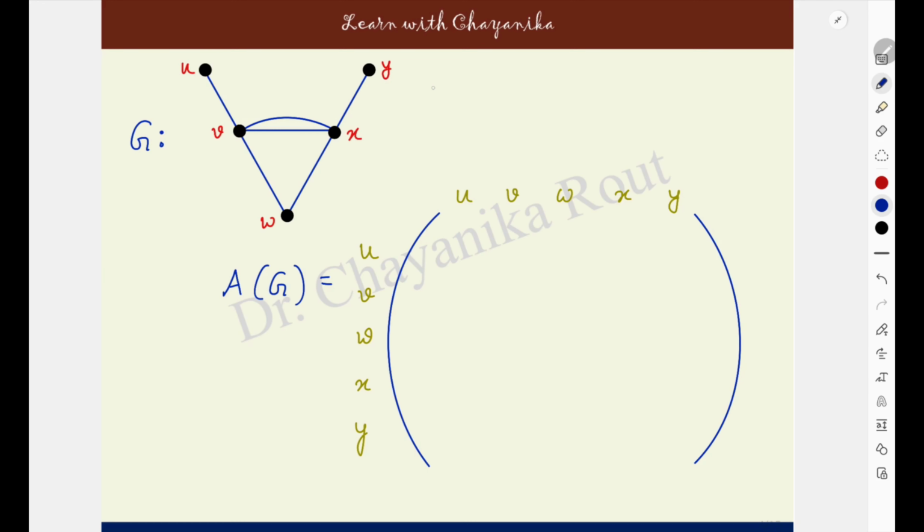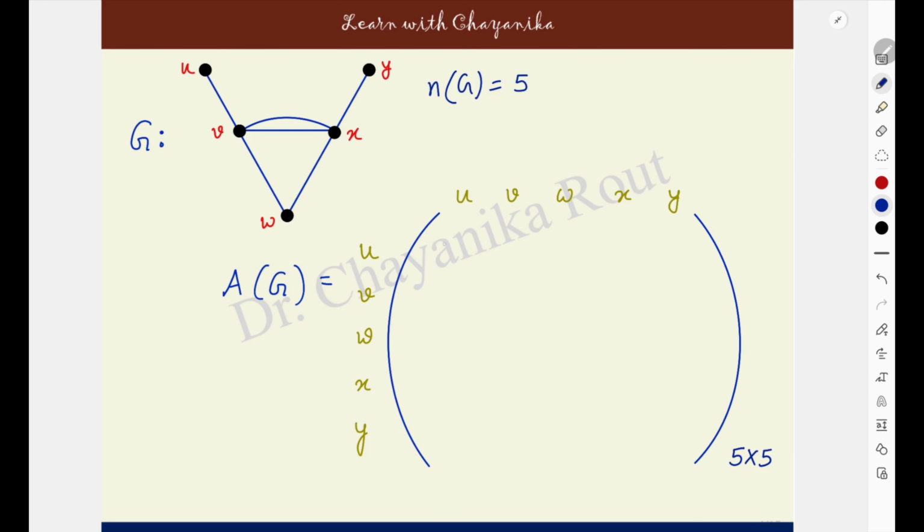Here we can see that the graph G has order 5. So n_G is equal to 5. That indicates the adjacency matrix is going to be a 5 cross 5 square symmetric matrix. Now let us fill up the entries of this matrix. As you can see, I have already created here a 5 cross 5 matrix and the rows and columns are labeled by the vertex names.